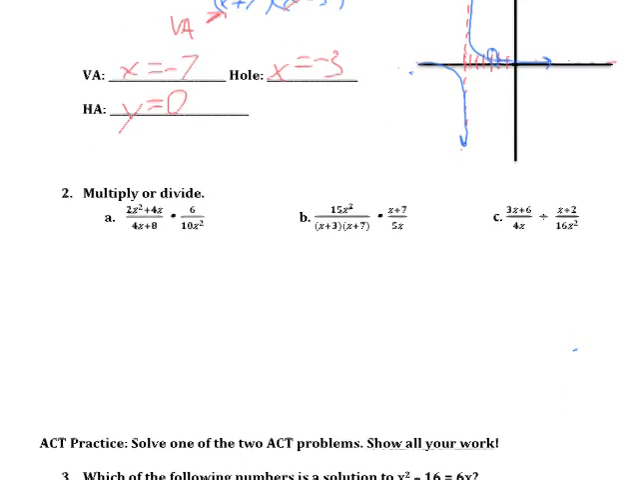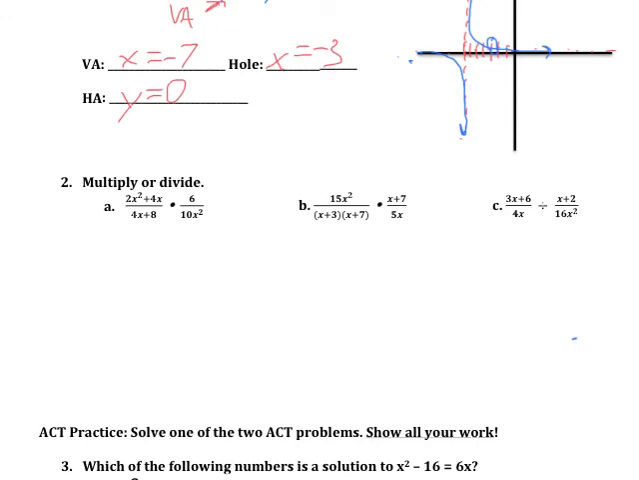Moving on to some multiplying and dividing problems. So I am going to factor every part that I can. Now I can't do much with the 6 or the 10x squared at the moment, but on the top of that I can factor out a 2x, and that gives me x plus 2. In the denominator I can factor out a 4, and that's going to leave an x plus 2 down there.